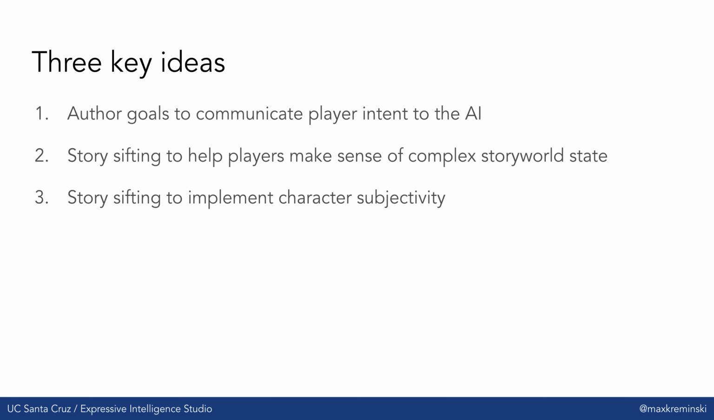The three key ideas that I'm going to pull out for the rest of this talk here are the use of these author goals to communicate player intent to the AI, the use of story sifting to help players make sense of all the complex things that are happening in the story world state here, and then also the use of story sifting again to implement character subjectivity by giving characters ways to interpret the events that have happened in the world and build on them.